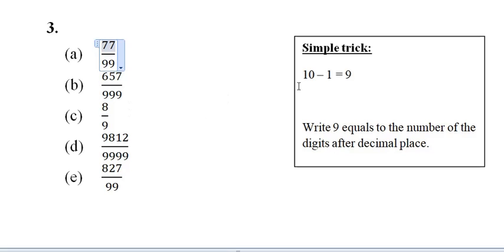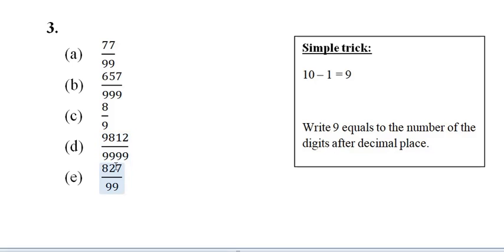So what you do is that you will count the numbers. Now you will count how many numbers are out here. There are 2 numbers, isn't it? So write 9 2 times, because there are 7 and 7, so there are 2 numbers. Here in question number B, there are 3 numbers, so write 9 3 times. And in question number C, there is only 1 number, so write 9 only 1 time. And in question number D, it is 9812, so there are 4 digits, 4 numbers. So write 9 4 times.